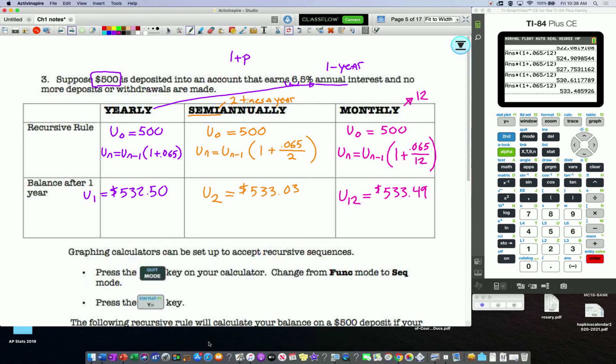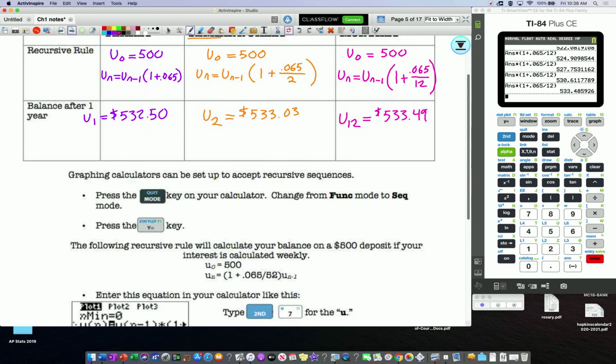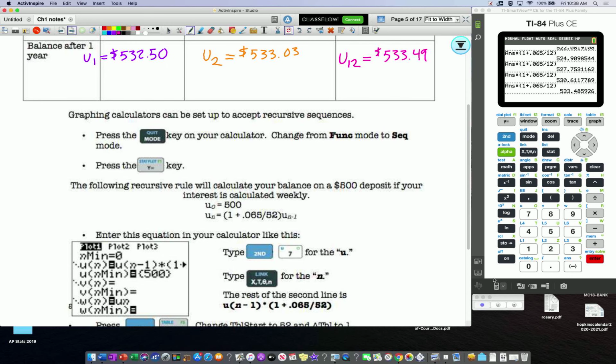Now, some of you might be going, geez, Mr. Bartz, this took a little while. Is there a faster way we can do it on our calculator? And boy, what if I change this monthly to say like weekly or daily? Oh my goodness, 365 times I'd have to do it to do daily? That would be crazy, okay? There's gotta be a faster way. And guess what? There is. And we're gonna show you how you can set up these recursive sequences in your calculator, okay?